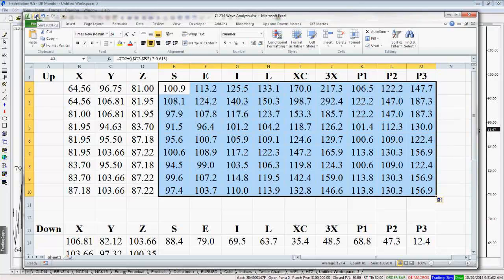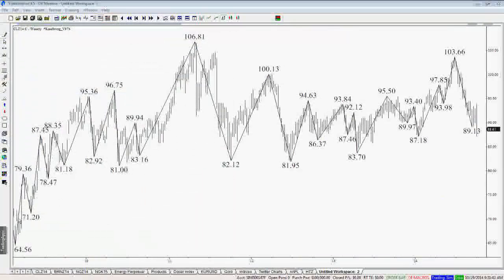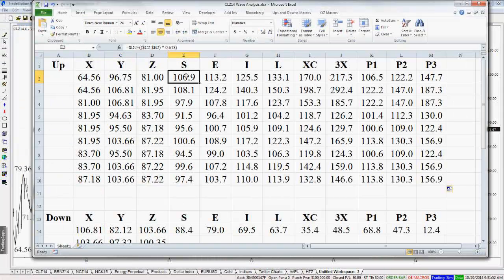All right. These are all potential projections that could be met over the next several months. Some of these have already been met, and we will go through and probably mark those out, maybe strike them out or color them red, like for instance this wave 64.56, 96.75. That's this first wave, 64.56 up to 96.75 down to 81, had risen all the way to 106.81. So basically anything up to 106.81 I can color red or something like that to tell me, hey, that's been met, it's no longer valid.